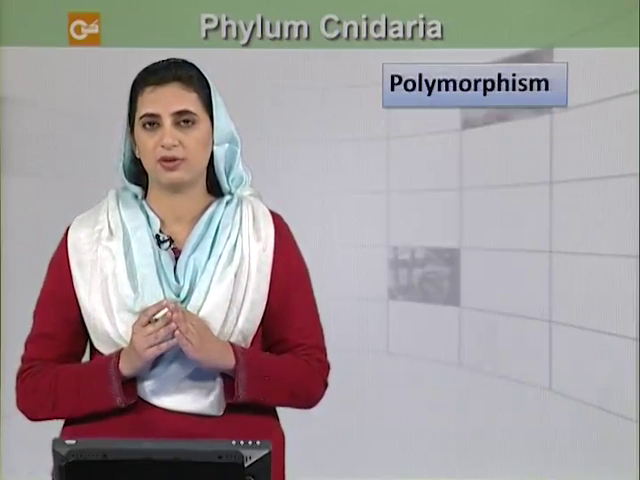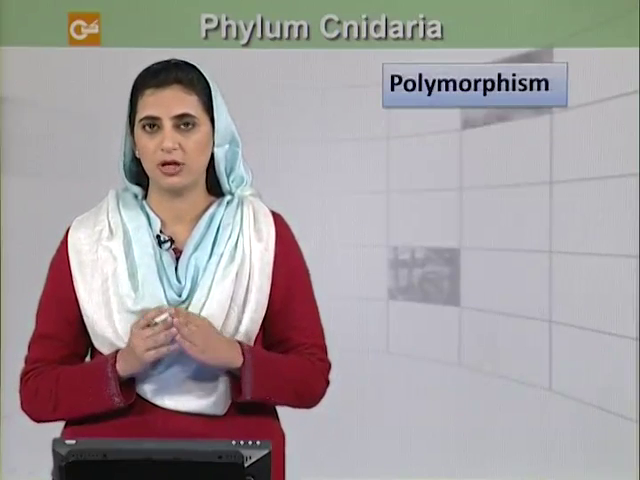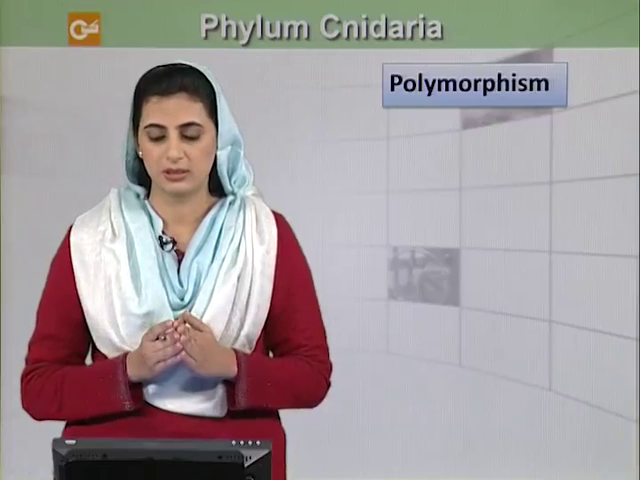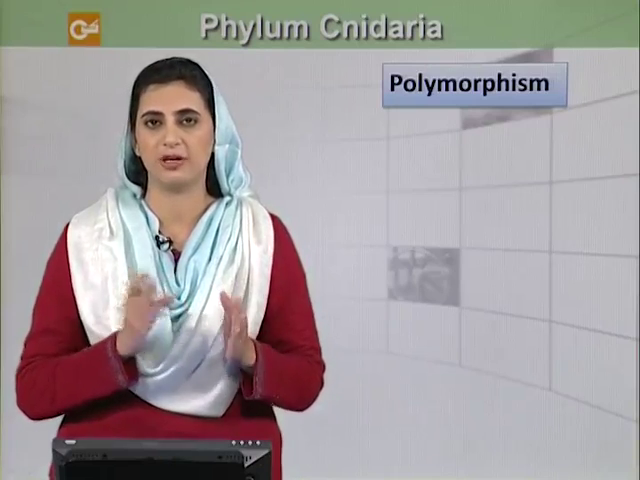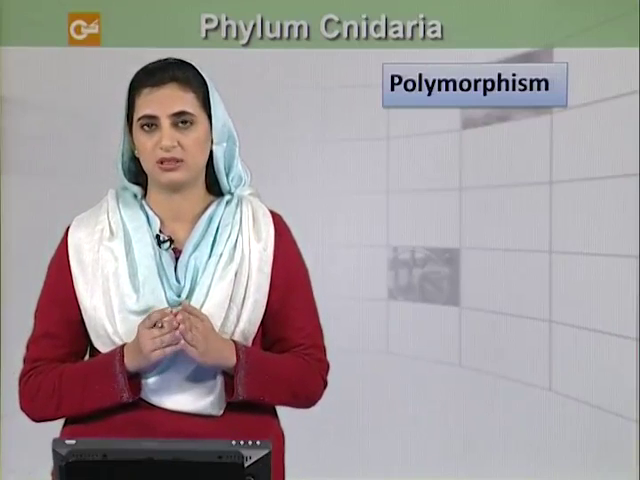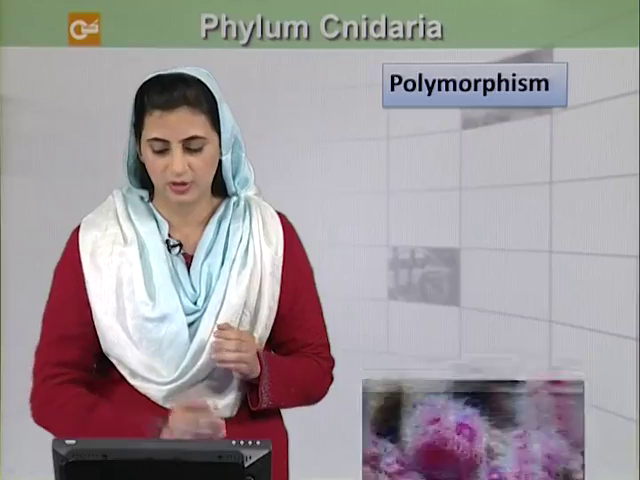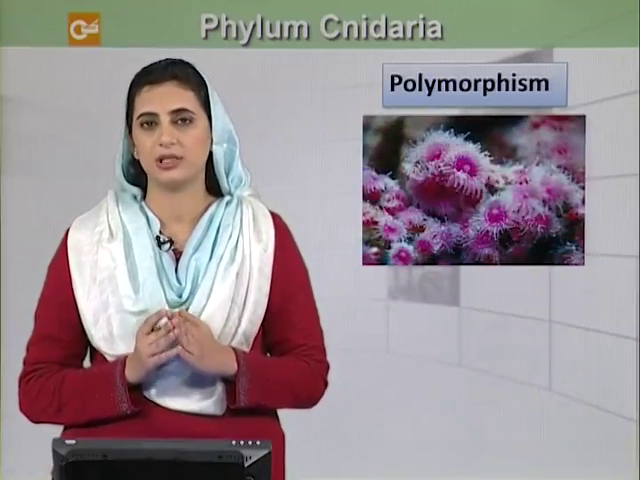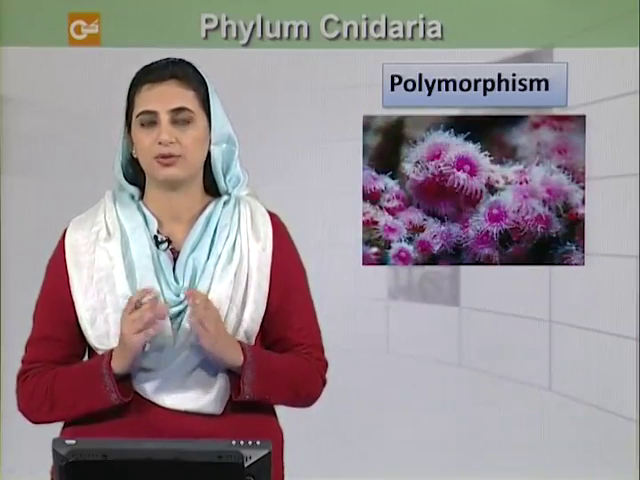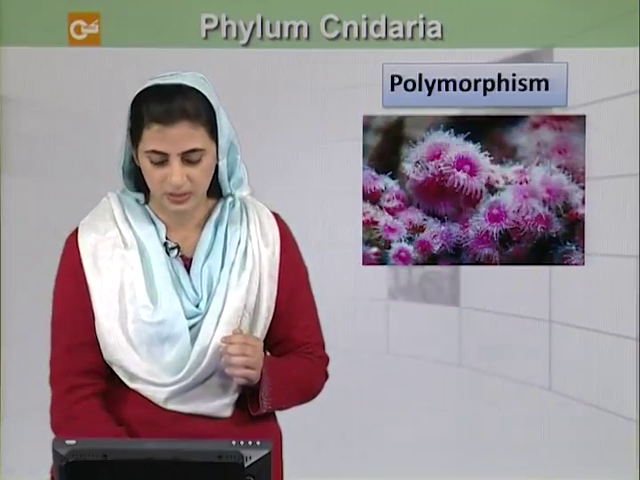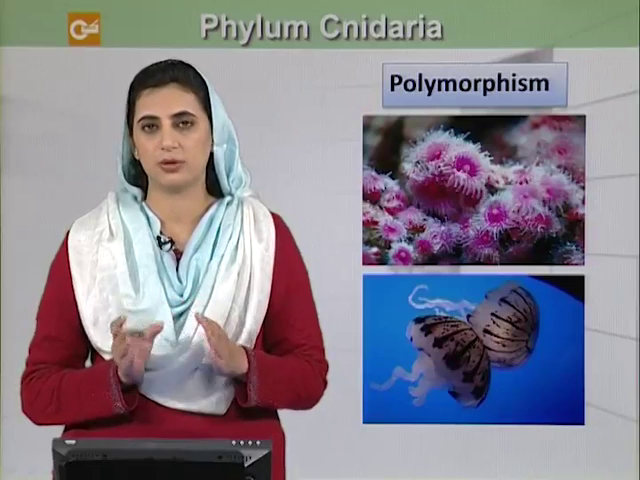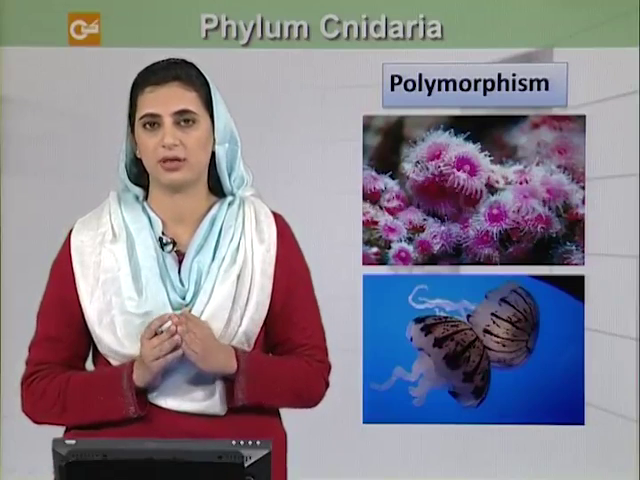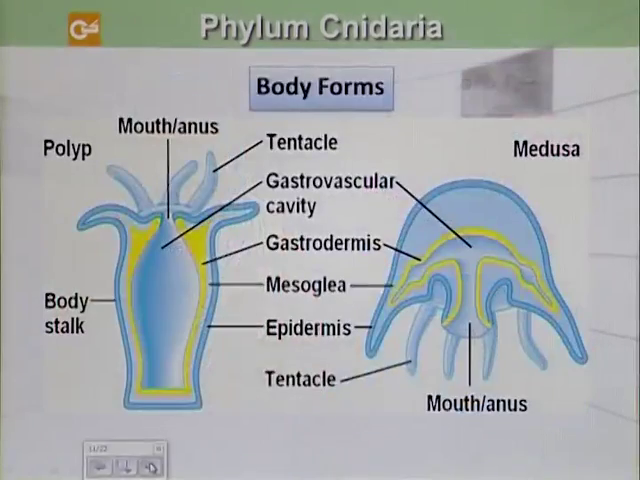And then there is a phenomenon which is called polymorphism. It is present in these cnidarians, and it means that there are two body forms present among them. Number one is polyps. They are cylindrical in shape, and they are nutritive in function. And then there is the medusa form, and they are mostly reproductive in function, since they have gonads in them. You can see the body forms of cnidarians here.